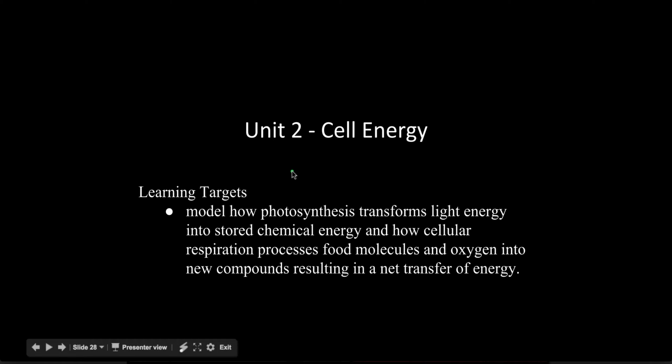Hey everybody, today's topic is in Unit 2, and we're talking just really about cell energy. So we're going to focus on the processes that only a couple of those organelles we talked about last time are doing. So our real learning target today is to focus on how photosynthesis transforms light energy into chemical energy, and how cellular respiration takes food molecules or chemical energy, our carbohydrates, and oxygen, and creates this ATP and allows us to process that energy in a positive way.